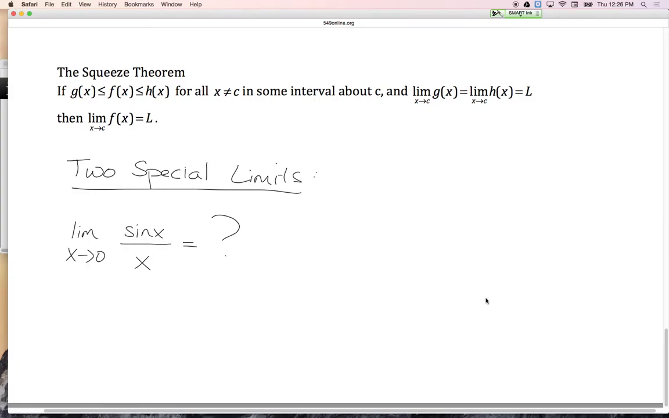Tonight you're going to take your calculator and figure out what it is. It'll take you about 10 or 20 seconds to do tonight. Come back tomorrow with what that equals. Do not tell me right now. I don't want to know right now. The other one is the limit as x approaches 0 of 1 minus cosine x over x.